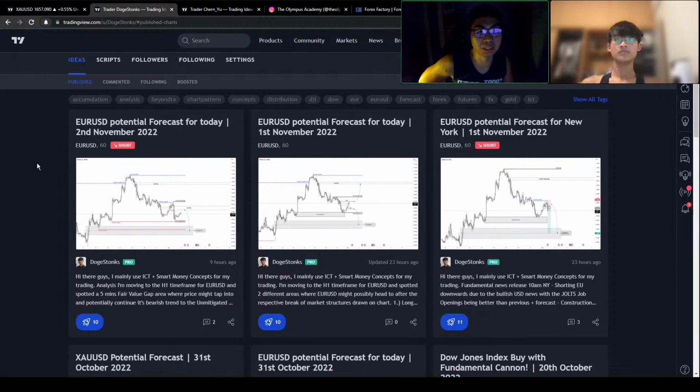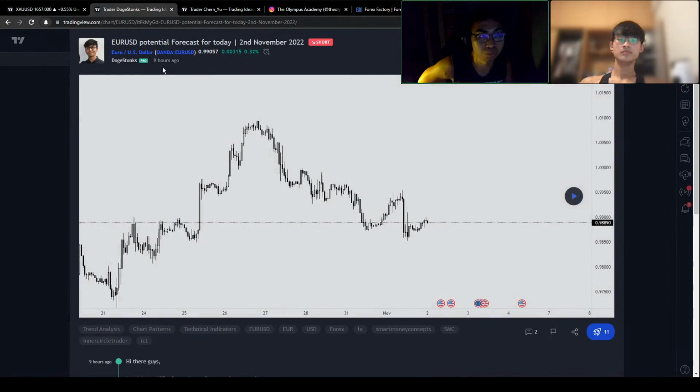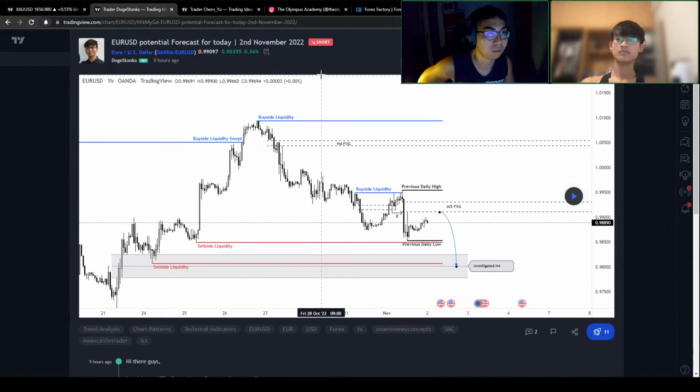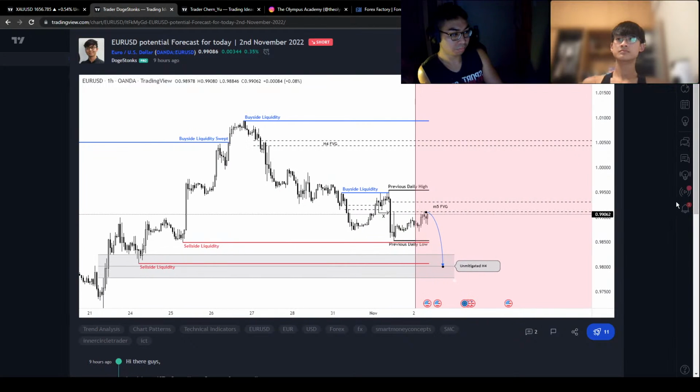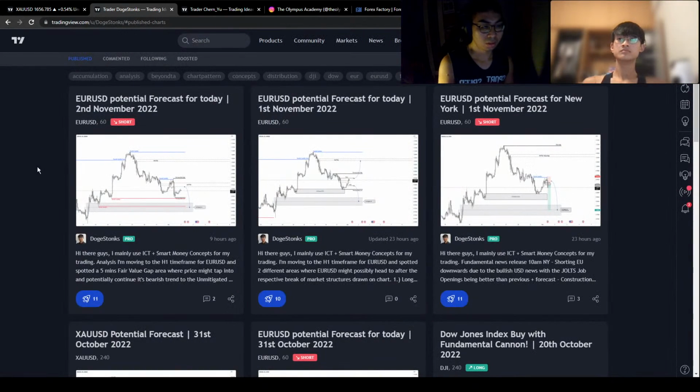We actually did a morning forecast today on Euro USD. We wrote it 9 hours ago on TradingView, forecasting that price might touch into the fair value gap before it rebounded down. We did not take any trades until price hit our area. So let's take a look at where price is now. Price is there. It just tapped in and we took the trade for a quick scalp.